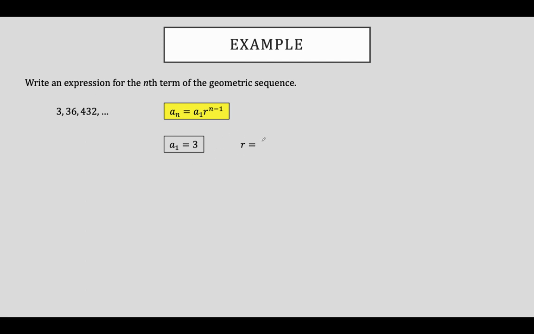Now, we need to figure out what r is. Well, r is our common ratio between terms. And to find the common ratio, we take one term and divide by the previous term. In other words, we take 36 and divide by 3, or 432 divided by 36. Both of those will give us the exact same value if our sequence is geometric, which it is. And here we get r is equal to 12. Now that we have a1 and r, we can substitute those into our equation. We get a subscript n is equal to 3 times 12 raised to the n minus 1 power.